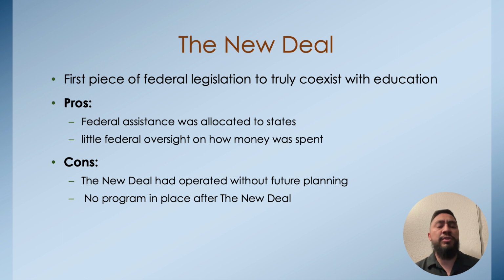Some pros and cons of the New Deal include that federal assistance was allocated to the states, and there was little federal oversight on how that money was spent in education. Lastly, some of the cons included that the New Deal operated without future planning. Also, there was nothing in place after the New Deal ended. The New Deal changed the perception of many that the federal government can have a role in education. It was also a preface to future federal involvement within education.